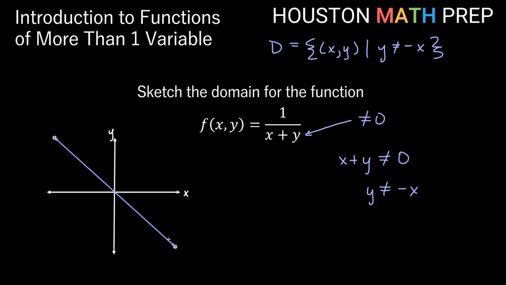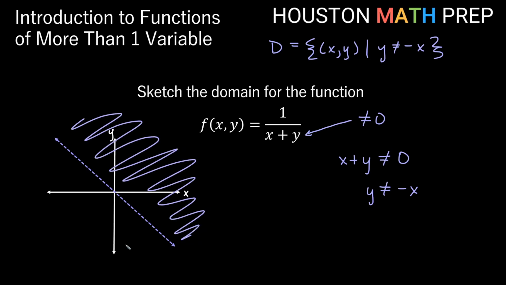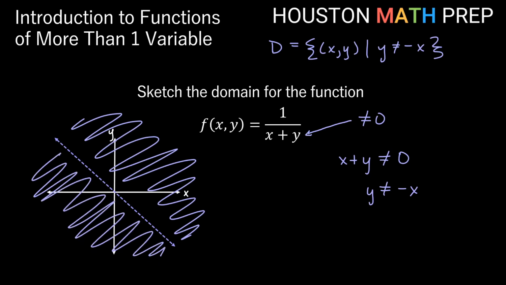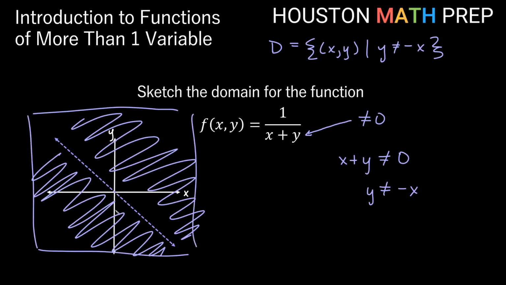So what we'll need to do is say we don't want this. I'm going to make this a dashed line so that I can say that this is not part of my domain. Everything on this side of the line in 2D space is part of the domain, and everything on this side of the line is part of the domain as well, but not the line in particular. So this is our domain sketched in the plane, everything except this line through the origin with slope negative 1.